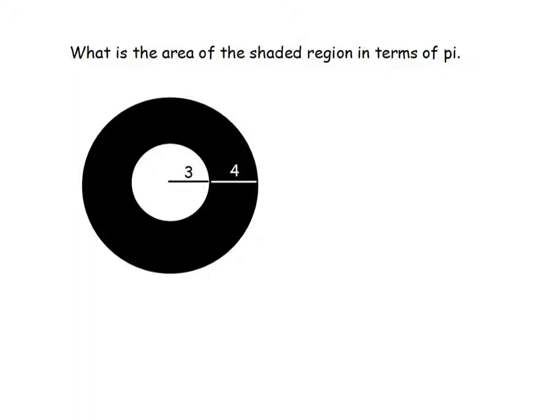So we're going to have to find the area of both circles. I'm going to take the big circle. And area of a circle, remember, is pi r squared. So in the big circle, be careful, the radius is not 4. Here's the center, here's the edge. How far is that to get from the center to the edge? That's 7 units. So pi times 7 squared.